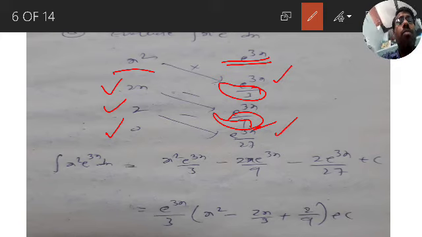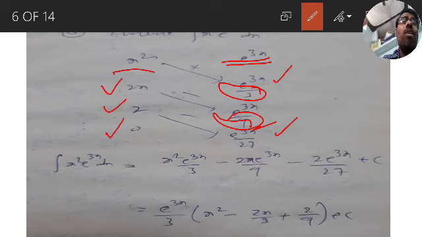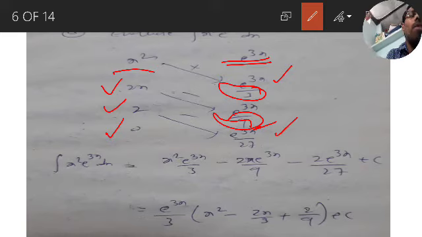Cross multiply with plus minus plus minus signs. So what will we get? x square into e power of 3x by 3 minus 2x into e power of 3x by 9 minus 2 into e power of 3x by 27 plus c. If you take e power of 3x by 3 common, you will get x square minus 2x by 3 plus 2 by 9. That is my answer. This is my Bernoulli rule.